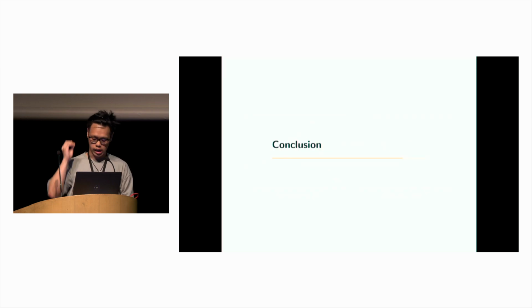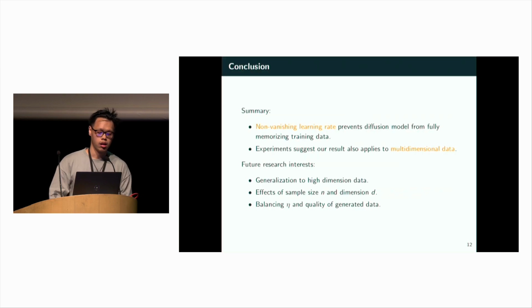Okay, and just to summarize, two points. First, we proved that non-vanishing learning rates prevent diffusion models from fully memorizing training data. And second, although our theoretical study only focused on 1D data, our experiments suggest that our result may also apply to multidimensional data. And just to point out some future research interests.